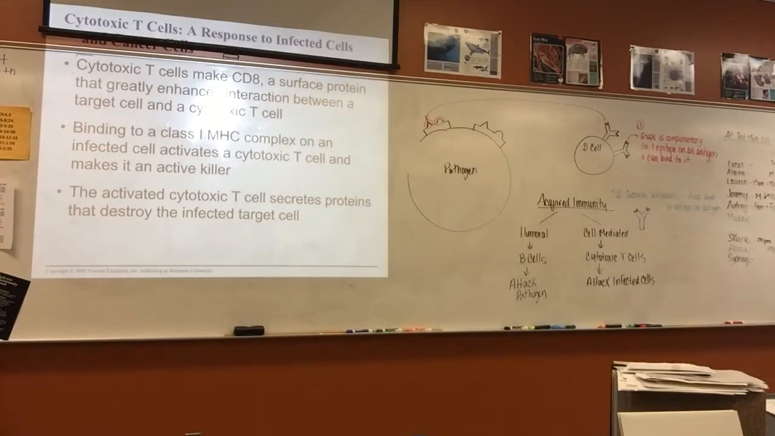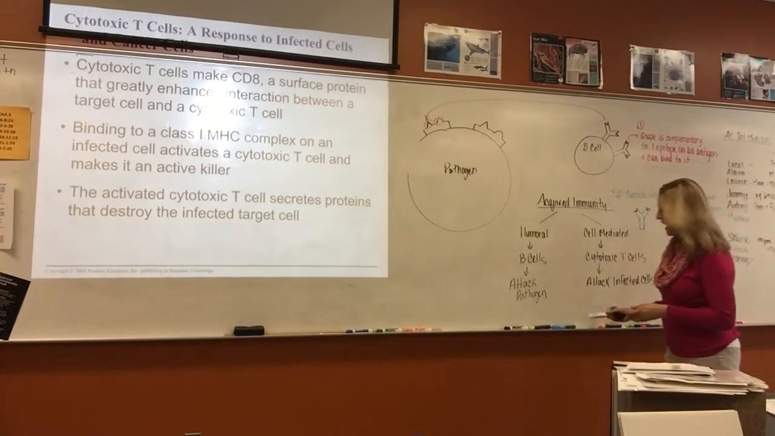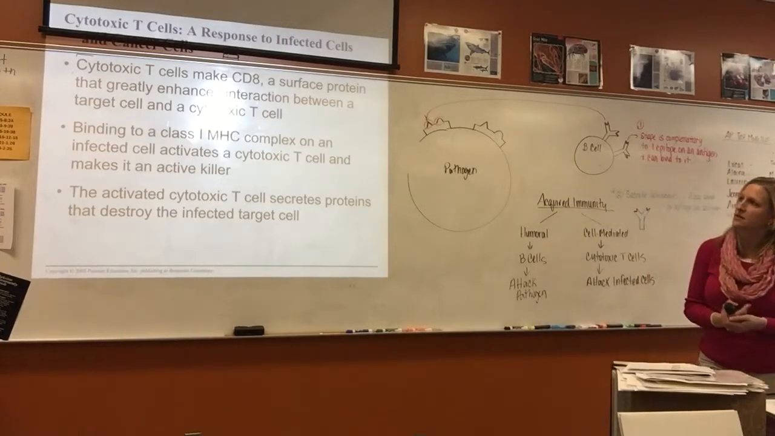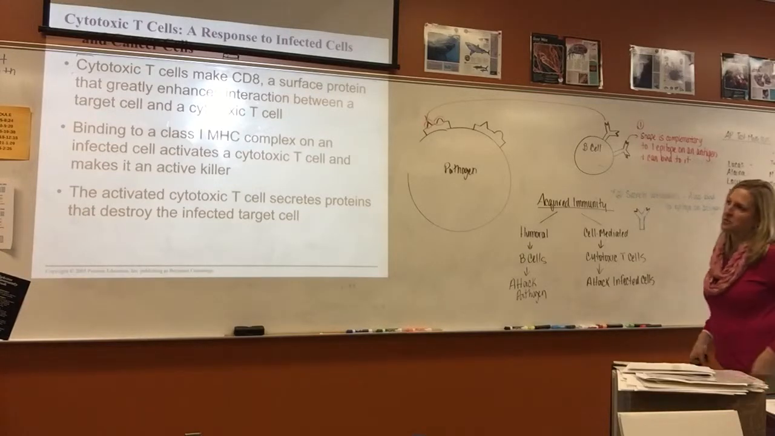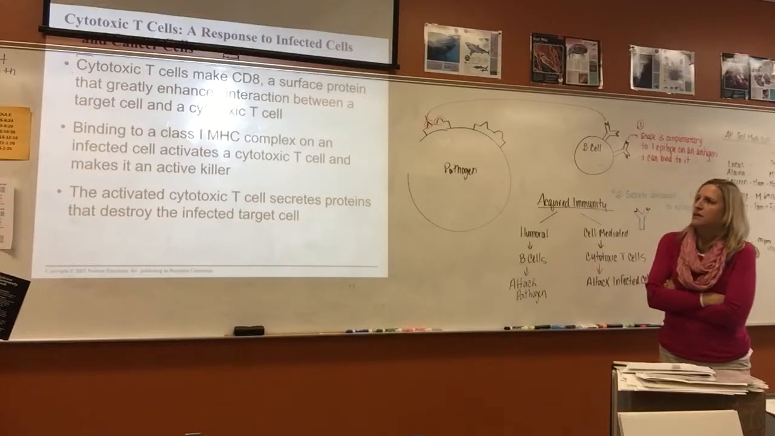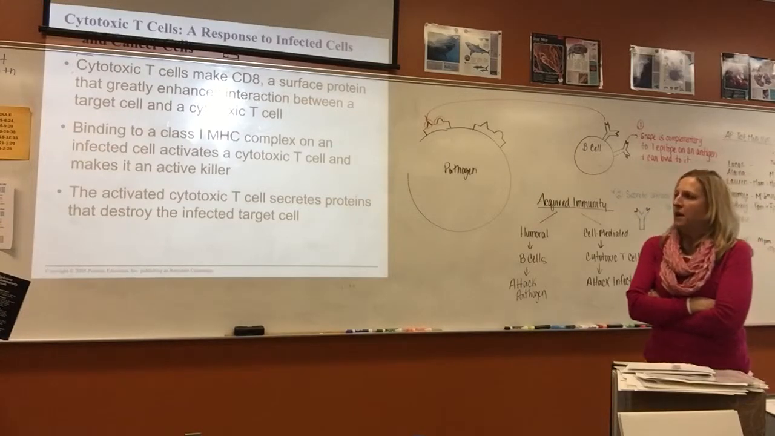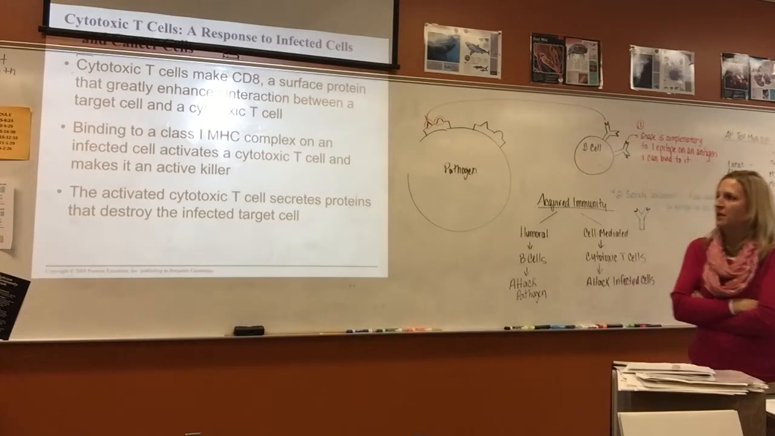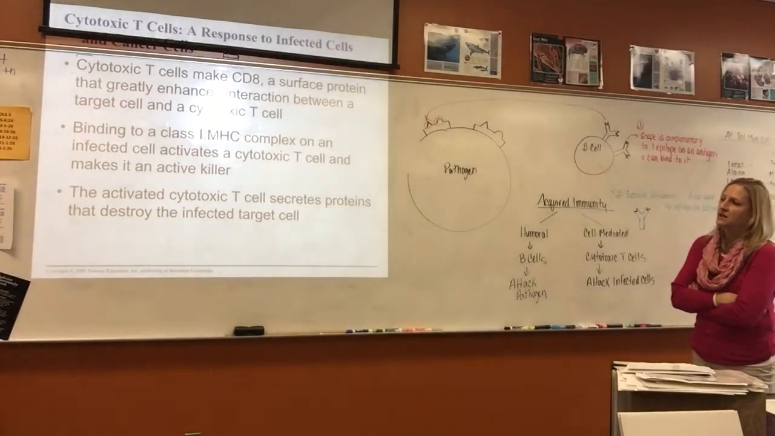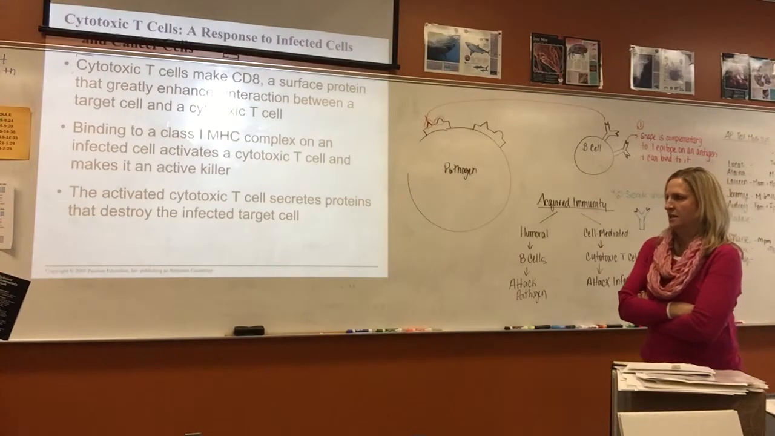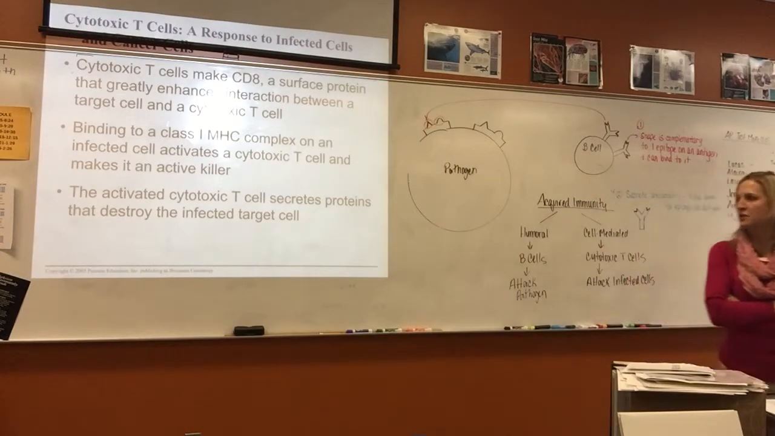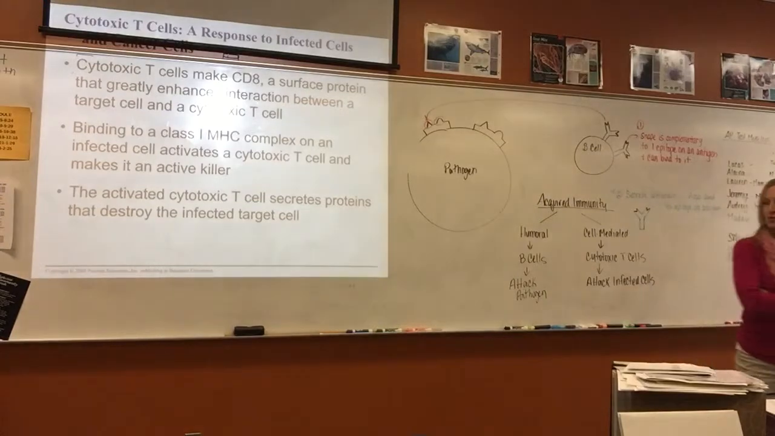So cytotoxic T cells, a response to infected cells. Cytotoxic T cells make what's called CD8, a surface protein that greatly enhances interaction between a target cell and a cytotoxic T cell. Binding to a class 1 MHC complex on an infected cell activates a cytotoxic T cell and makes it an active killer. The activated cytotoxic T cell secretes proteins that destroy the infected target cell.